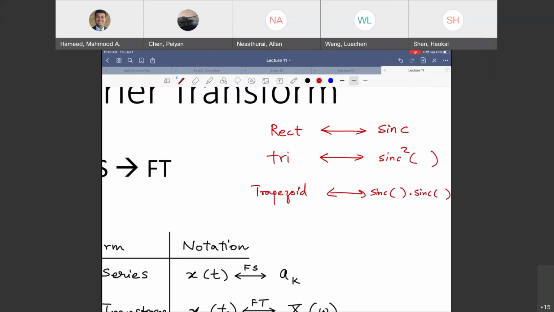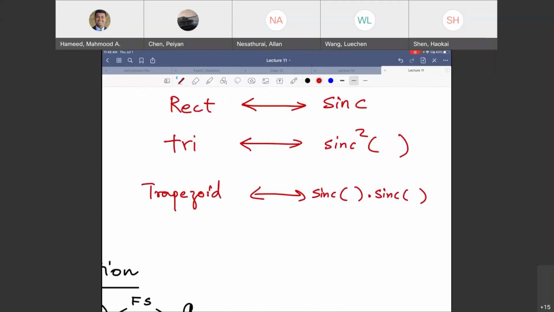How about a realistic one? A trapezoid looks a little bit more realistic, right? A trapezoid filter looks more realistic because you're allowing a slow roll off. For this, the impulse response would look something like a multiplication of two sincs that are different, right? Two different sincs.